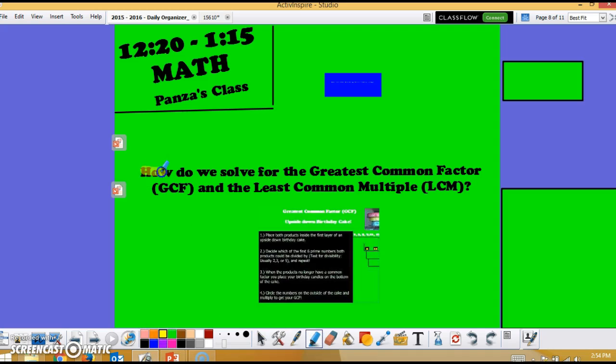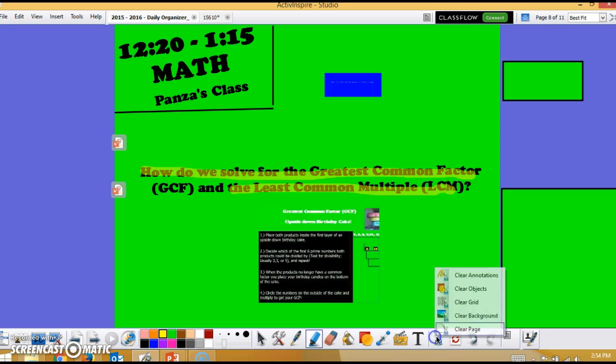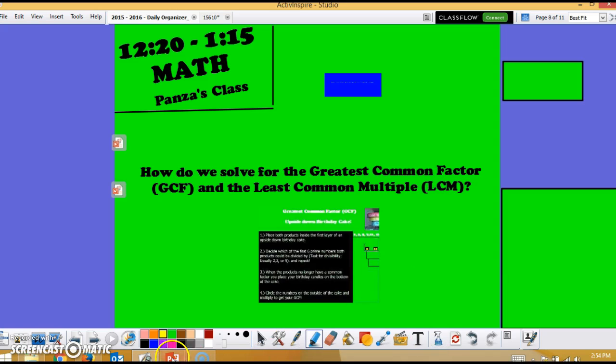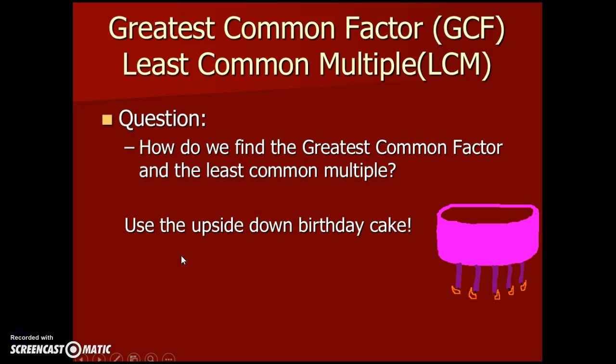Today our focus is how do we solve for the greatest common factor, the GCF, and the least common multiple, the LCM. What's great is you can use the same strategy and solve both of these, the greatest common factor and least common multiple. Let's find out how. When asked how do we find the greatest common factor and the least common multiple, we can use a method called the upside-down birthday cake. We'll talk about it today.